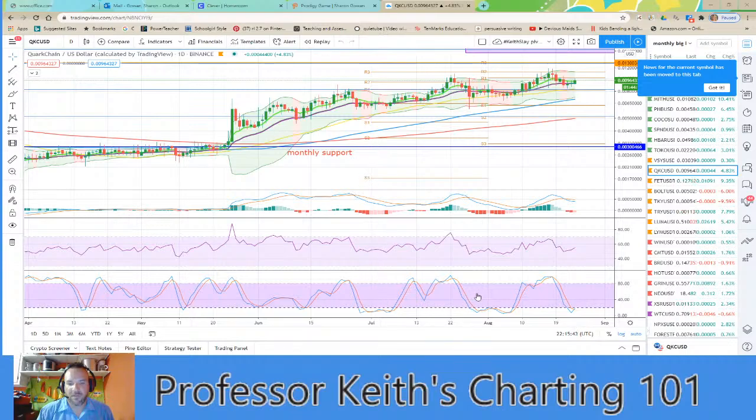Alright, I've got everything locked here. So now I got this sweet layout where it's got Professor Keith's chart in 101 up here with a blue box underneath it and shit. How dope is that? And I can like make it fancier.